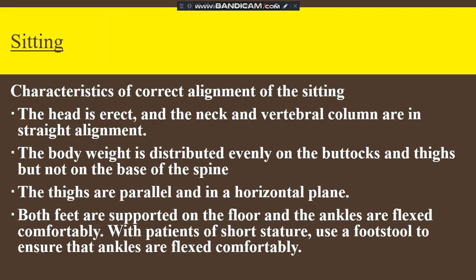Now the sitting position. The characteristics of correct alignment in sitting include the head erect, and the neck and vertebral column in straight alignment. So it should be in a straight line. The body weight is distributed evenly on the buttocks and thighs but not on the base of the spine. Weight bearing should be equally divided between both buttocks and thighs. The thighs are parallel and in a horizontal plane. Both feet are supported on the floor and the ankles are flexed comfortably. With patients of short stature, use a footstool or footstep to ensure that the ankles are flexed comfortably.